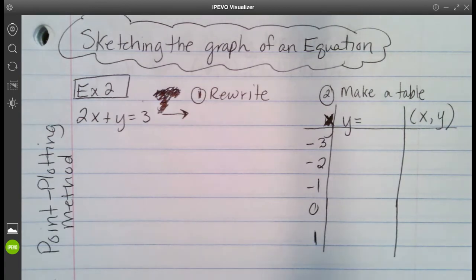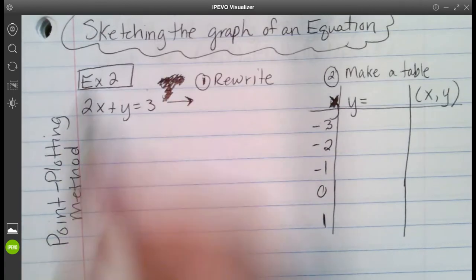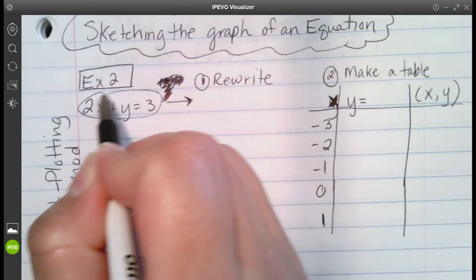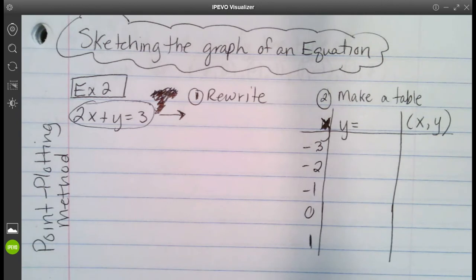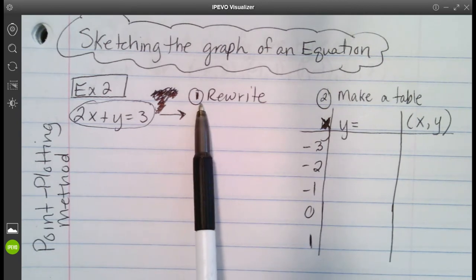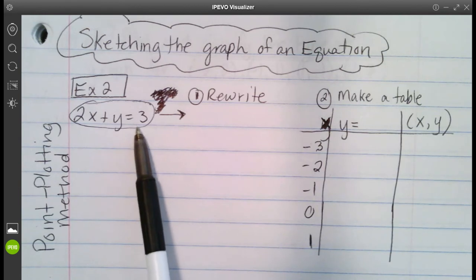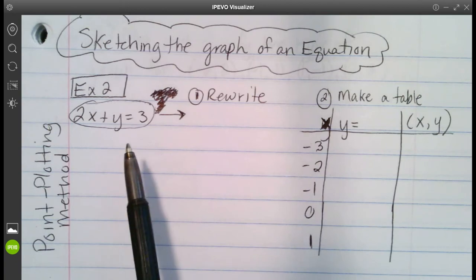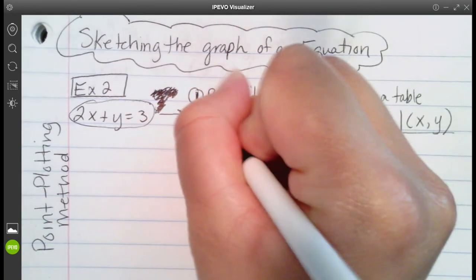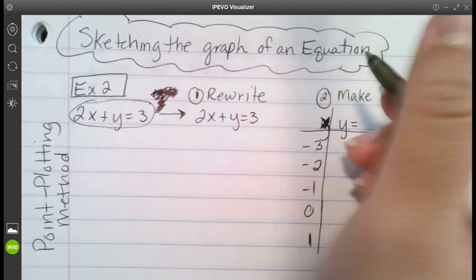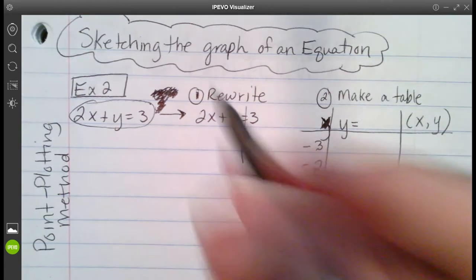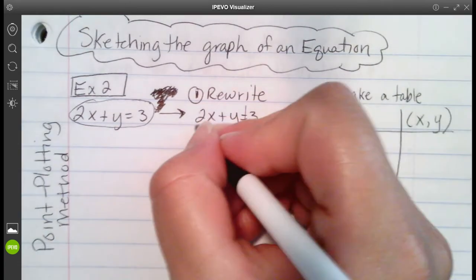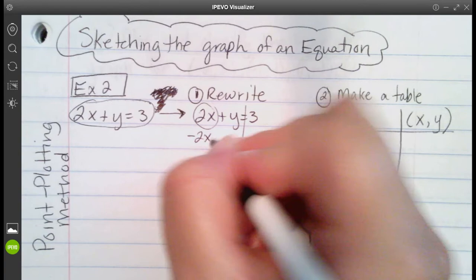We have example number 2, and it's this equation right here. So this is what we're looking at, okay? And I want to sketch this graph using a table. The first thing I'm going to do, step 1, is to rewrite this. How am I going to rewrite it? I'm going to rewrite it the way I usually see linear equations, as y equals. So we're going to rewrite 2x plus y equals 3 in y equals mx plus b form. To do that, I'm going to take this 2x and subtract it from both sides.